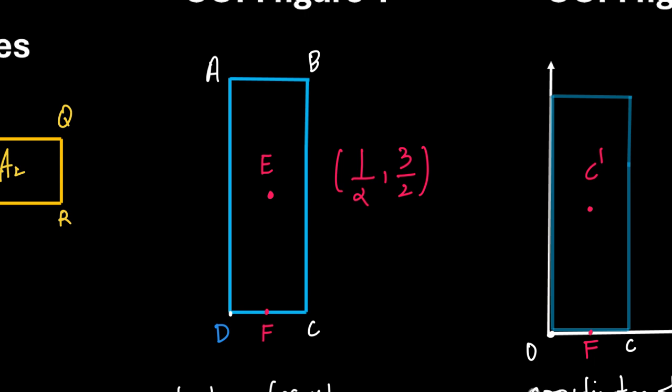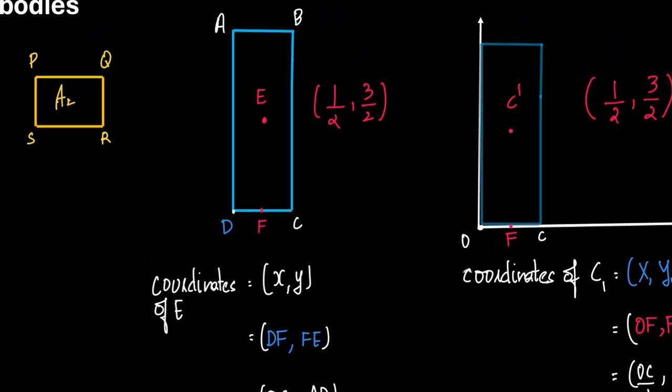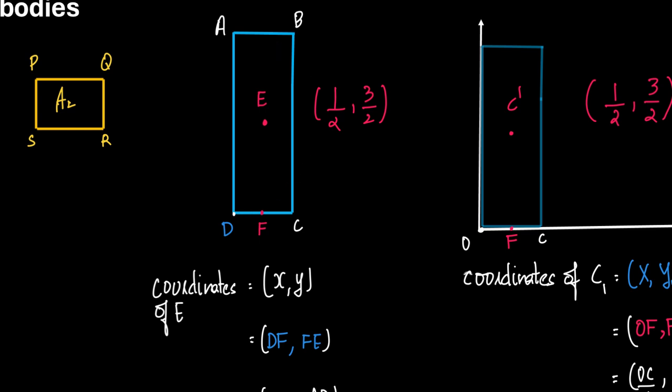Now, some of us may find it a bit difficult to understand at this point. So just to make sure that you get the concept really clear, I will elaborate on this center of mass. The center of mass of this body, being the geometrical center, is at point E. Now, how do you go to point E? If you analyze the graph, it becomes D to F, go from D to F, and then from F to E. So the coordinates of E can be written as x comma y, which is equal to DF comma FE.